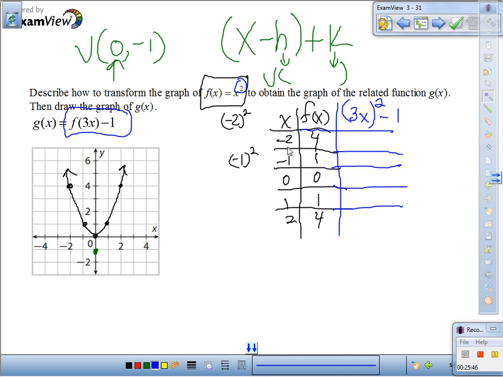So let's see. What number do I substitute in here? Negative 2. What is negative 2 times 3? Let me write it out. 3 times negative 2 squared minus 1. So this is negative 6 squared. What is negative 6 squared? 36 minus 1, 35.